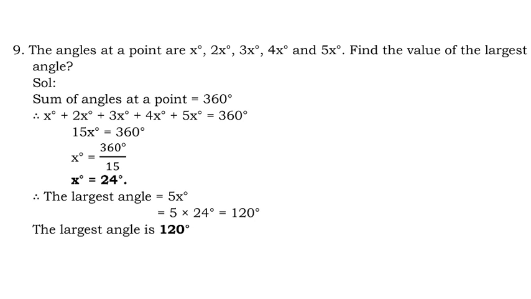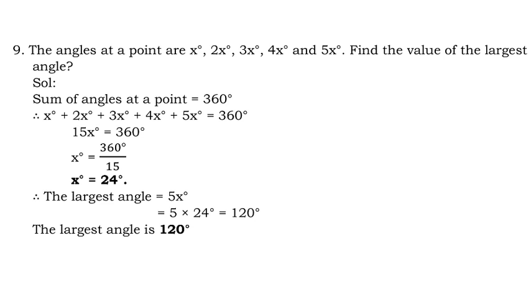Ninth question. The angles at a point are x degree, 2x degree, 3x degree, 4x degree and 5x degree. Find the value of the largest angle. Solution. Sum of angles at a point is equal to 360 degrees. So therefore x degree plus 2x degree plus 3x degree plus 4x degree plus 5x degree is equal to 360 degrees. So therefore 15x degree is equal to 360 degrees.